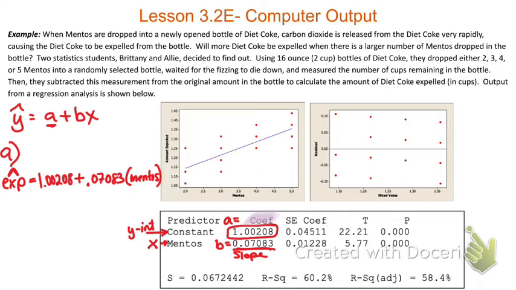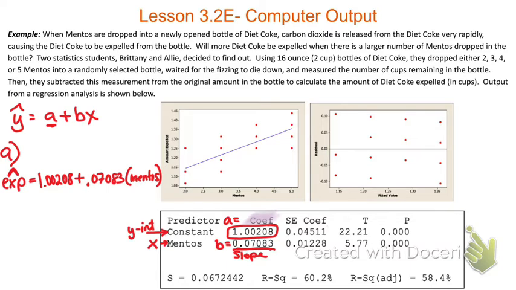What is expelled? That's just a part of this problem. We're talking about the amount expelled in the Diet Coke example with the Mentos. So it's what amount of Diet Coke is expelled in dropping Mentos in it. It's just the particular variable we're using. Anything else?